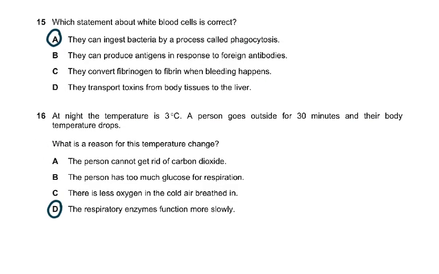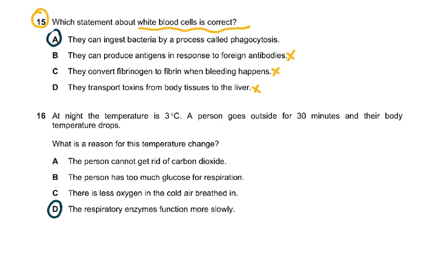Question 15. Question 15 says which statement about white blood cells is correct? They transport toxins from body tissue to the liver. They convert fibrinogen to fibrin when bleeding happens. They can produce antigens in response to. Which statement about white blood cells is correct? They can ingest bacteria by a process called phagocytosis.